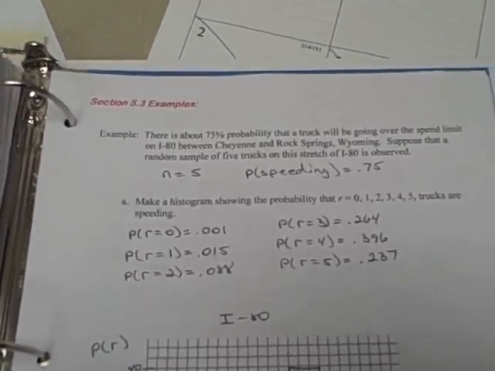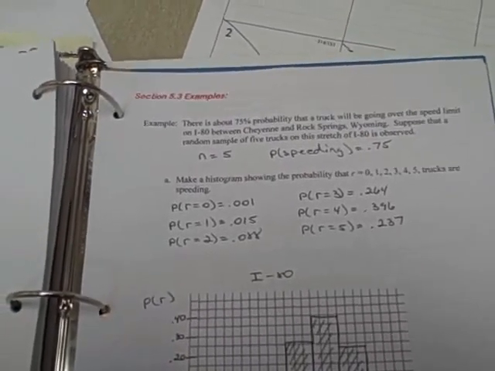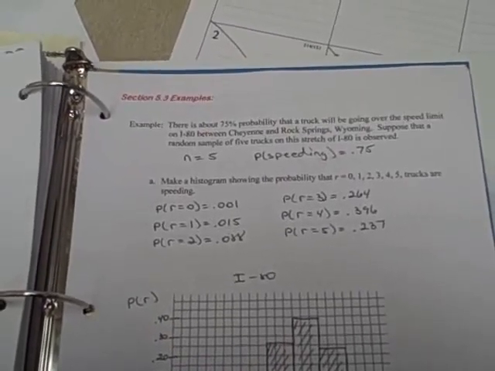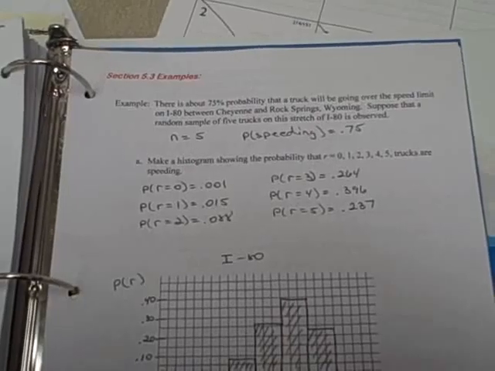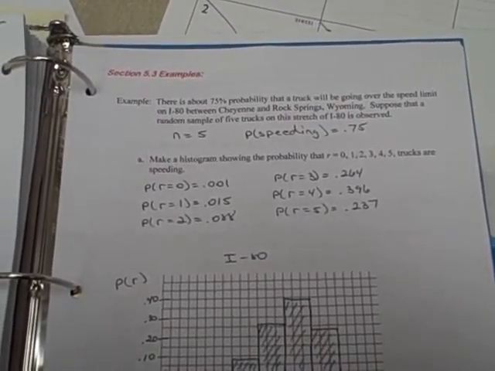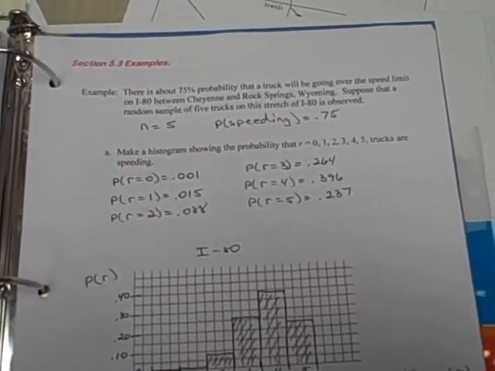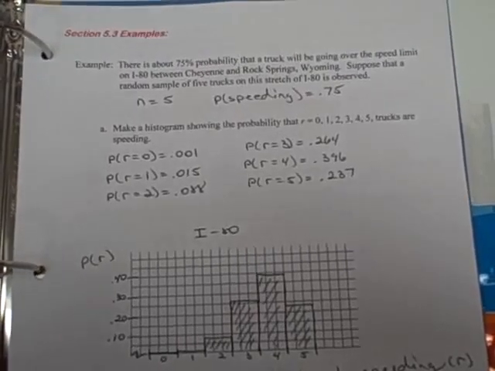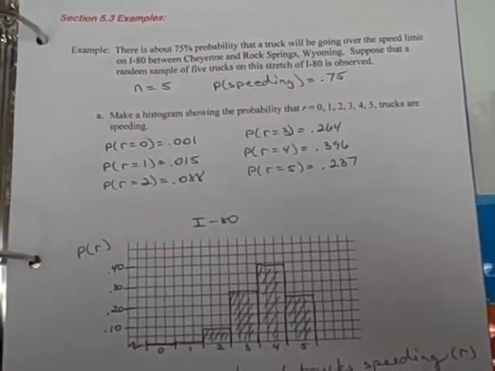All right, let's finish chapter 5 and then we'll be halfway done. There is about a 75% probability that a truck will be going over the speed limit on I-80 between Cheyenne and Rock Springs, Wyoming. Suppose that a random sample of 5 trucks on this stretch of I-80 is observed. So we've got 5 trucks, so we know N is 5. And we know that the probability that they're speeding is 75%, so 0.75.